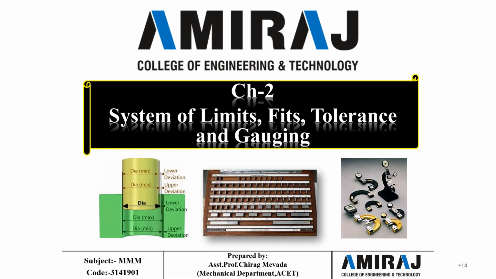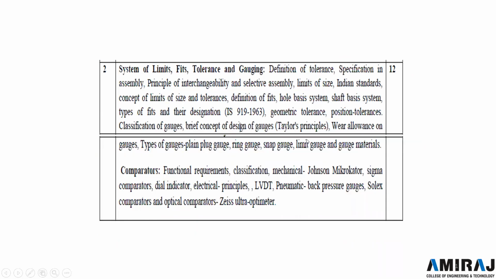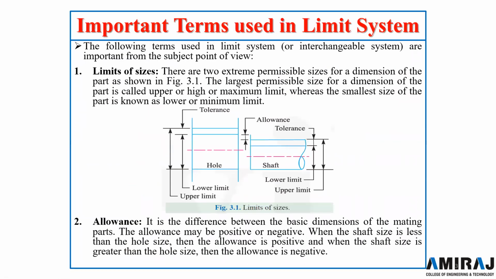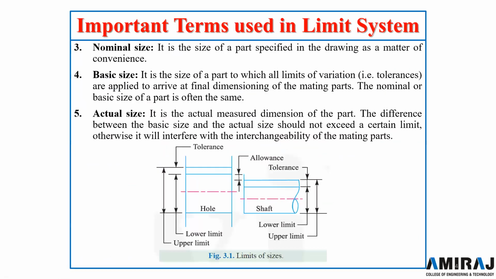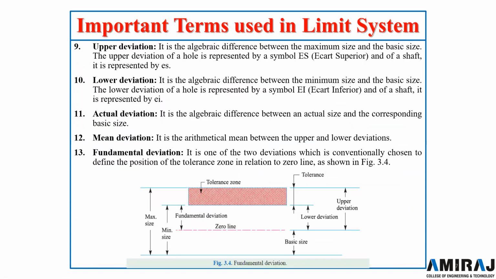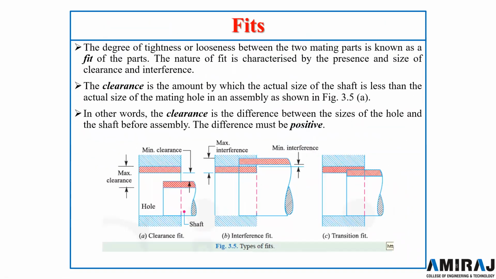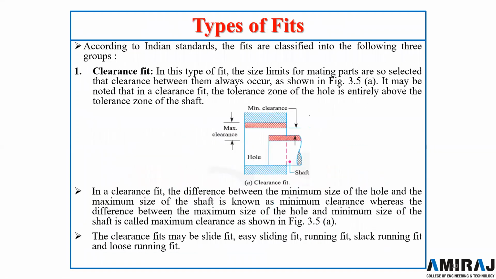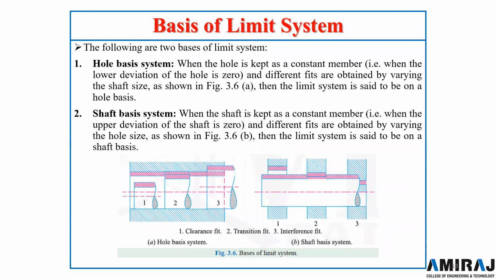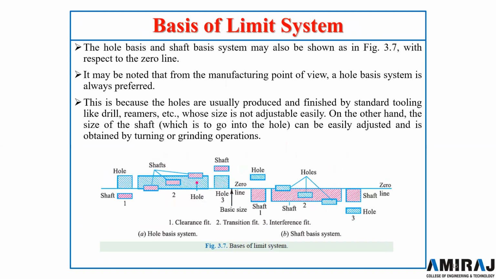Now, in the previous lecture, I explained about interchangeability, then the important terms used in the limit system. After the important terms, I explained about the fit. There were basically three types: clearance, interference, and transition fit. And there was the basis of limit system. What were the two basis systems? Hole basis system and shaft basis system. Now in today's lecture, I will further move on with the basis of limit system.